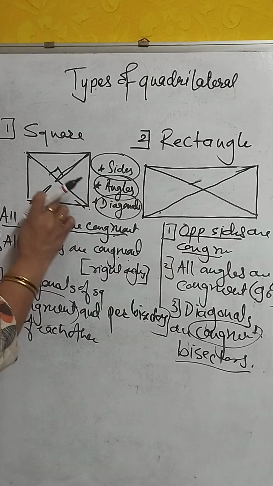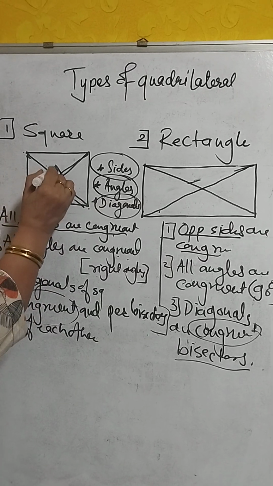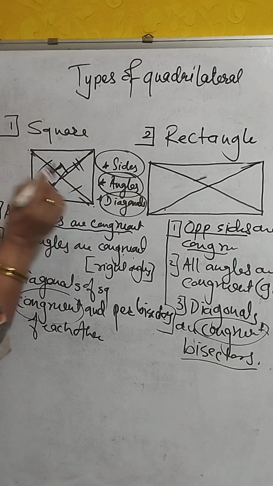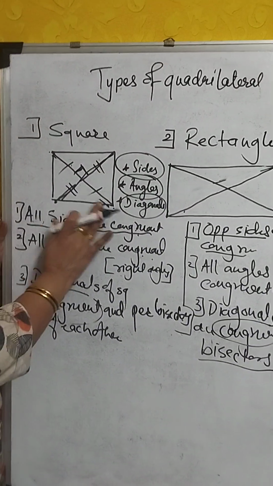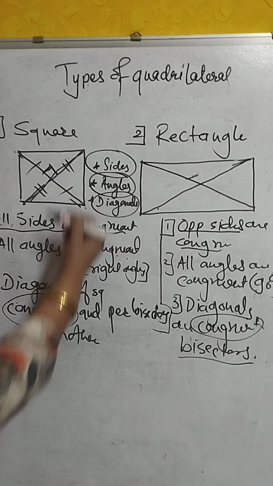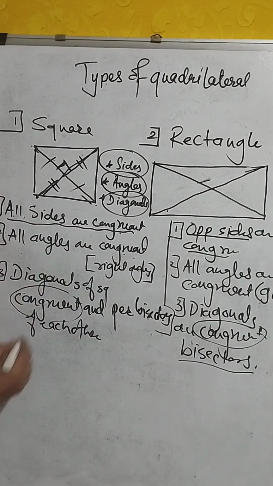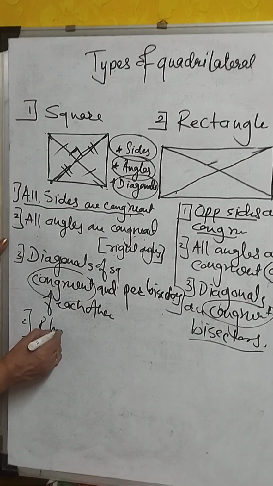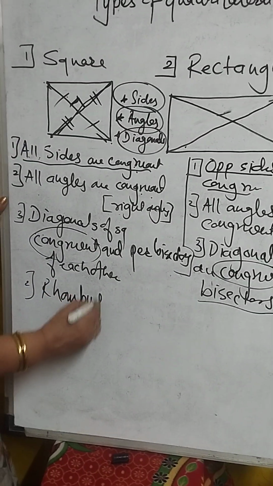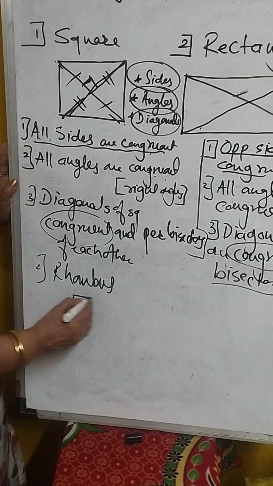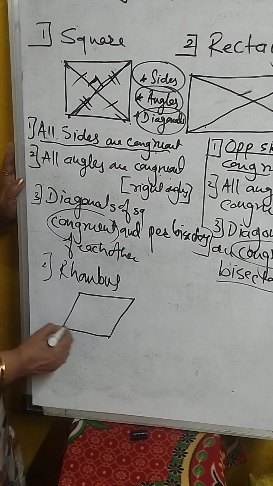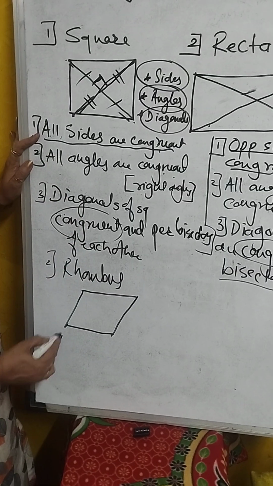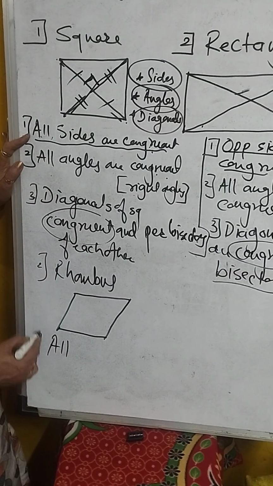What do you mean by perpendicular bisectors? Making an angle of 90 degree and making equal parts, that is perpendicular bisectors. What is the similarity in the square and rhombus? Now let us study rhombus. Rhombus again has the same properties. All sides are congruent. First property is of sides.